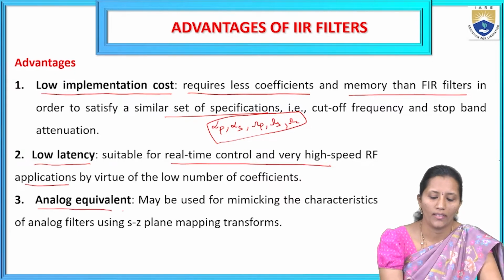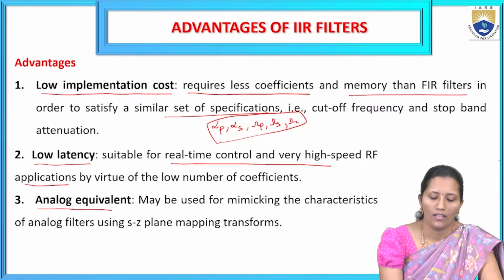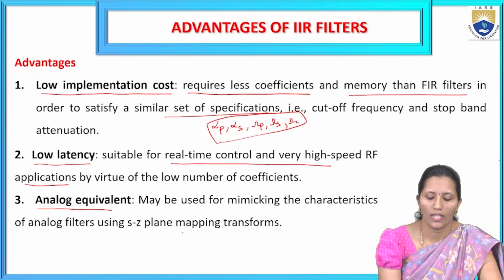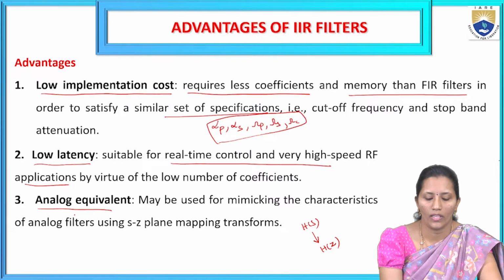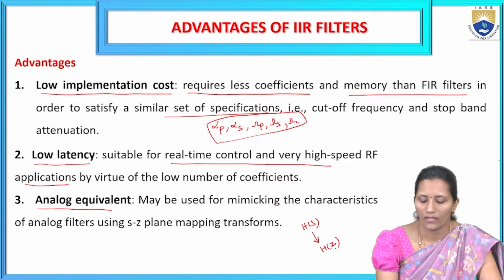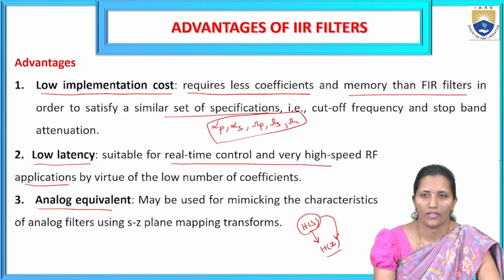Third, analog equivalent. It may be used for mimicking the characteristics of analog filters using an s to z plane mapping transform. So in IIR filters, first we take the analog prototype, then we convert that into a digital filter transfer function by using the bilinear, impulse invariant or matched z transform method. So here it is the analog equivalent. We do not need to design H of z directly. We take the analog prototype for the specifications and convert that into the digital filter transfer function.